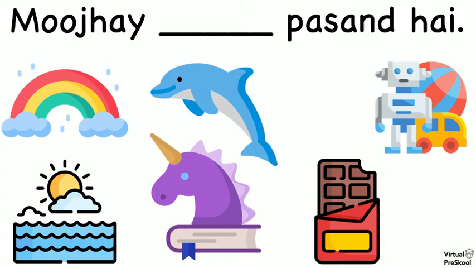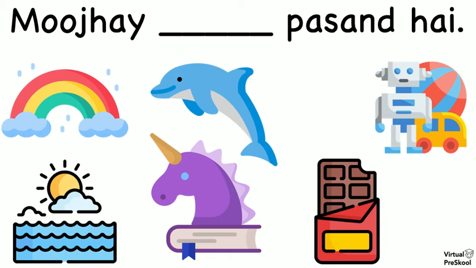All right, so now let's do some more practice, okay? Let's break it down and review all three of the new sentences we learned. First we're gonna start with how to say I like something. So let's start with rainbow. How would you say I like rainbows? If you said mujhe rainbow pasand hai or mujhe indradhanush pasand hai, good work.